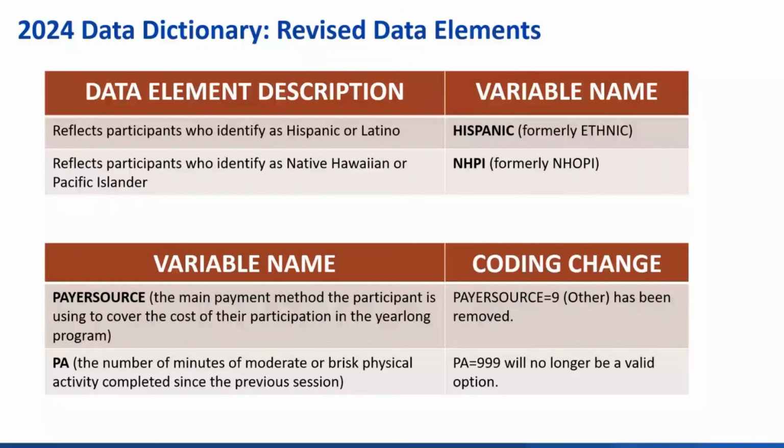For the existing payer source variable, we have removed the option of Other and have included 2 additional options to exhaust all of the possibilities. Also, as a reminder, 999 is no longer a default option for PA. Going forward, organizations will not be able to submit a file with this entry for PA. If a participant reports performing exactly 999 minutes of physical activity, please enter 1000.